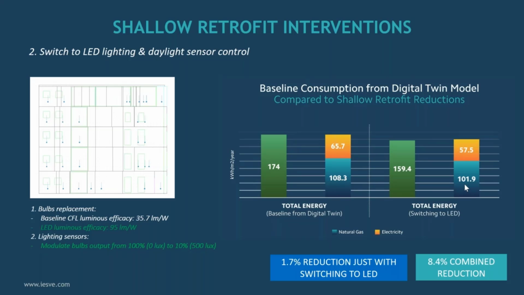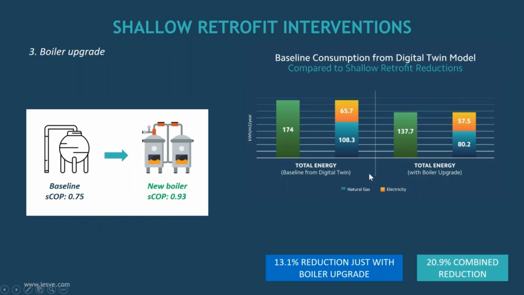This is something that is interesting to understand when we apply this intervention to the building and start looking at utility bills, because most of the time this increase probably won't be seen, because people are not just increasing the set point because they changed the lights. So this increase would probably not be seen at all because it's just a modeling effect, but this combined reduction will probably be even higher in a real case situation. And the last shallow retrofit intervention that we looked at was replacing the old boiler, the current boiler, with a seasonal coefficient of performance of about 0.75, with a new one of about 0.93.